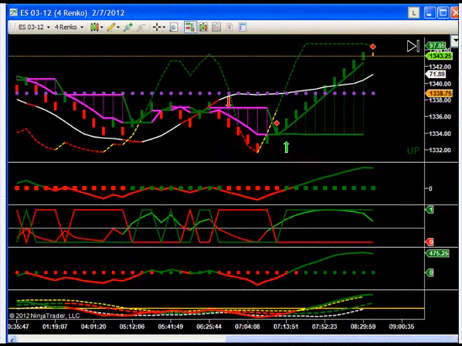This is the ES4 Renko on 2/7/2012. I made 2 trades today. First trade I entered on this bar right here, as everything lined up to look like it was going to be a nice big down move to me.